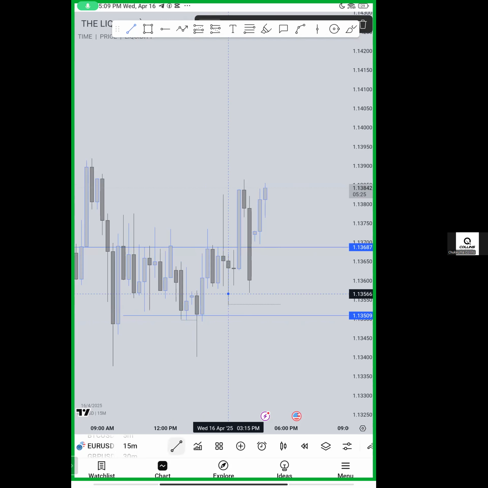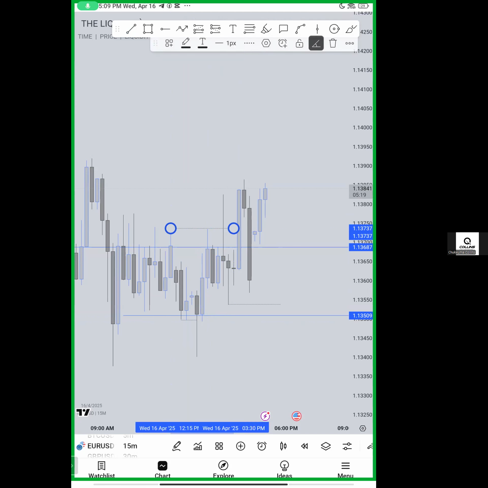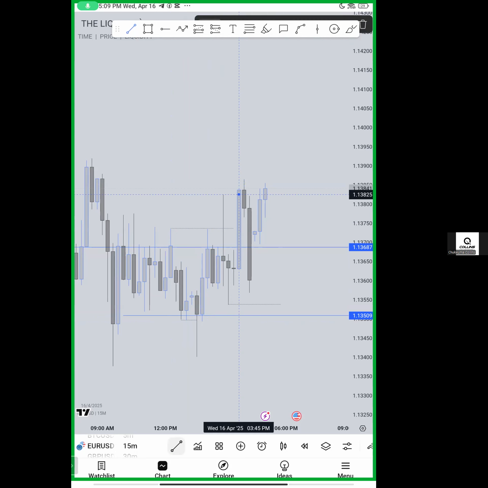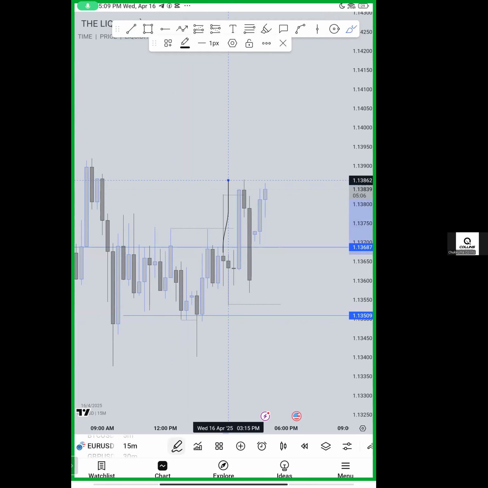Okay, where was the break of structure? This is going to be the break here. This is going to be the break of structure. So where is the second break? The second break happened here. Now where is the low that caused the break of structure? If this is the high, this is going to be the low, and the low here now is liquidity. So this low here now is liquidity.